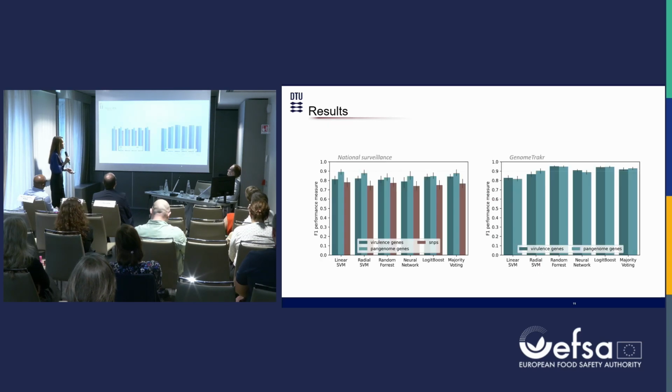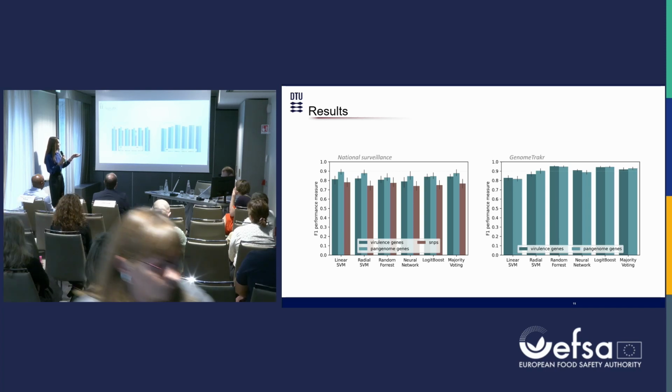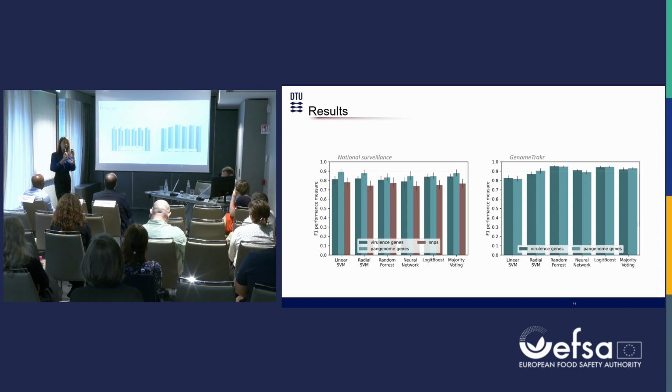Look at the performance of the machine learning. Here, we used national surveillance data, about 200 genomes, and this is almost 3,000 genomes from GenomeTrakr. Luckily, both sets of data give us high percent accuracy, and here it's different machine learning models. What is good is that we compare different gene markers in the genomic data: virulence genes, pangenome genes, and SNPs. You can see that the pangenome genes perform the best compared to either SNPs or virulence genes. This is only for virulence potential.